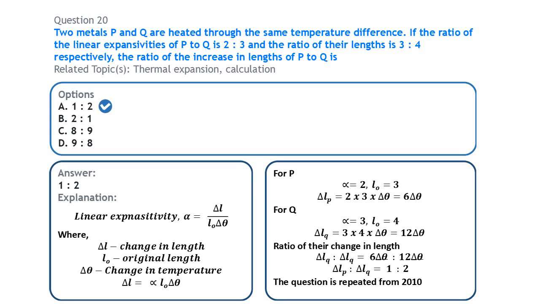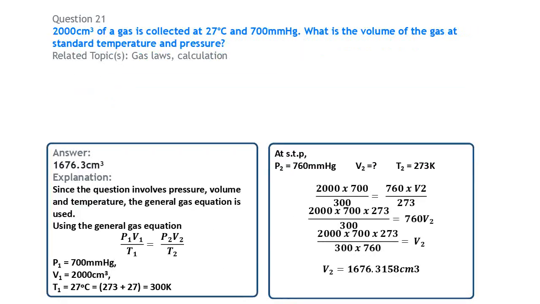Now delta theta means the change in their temperature, but in the question they told us that these two metals were heated through the same temperature difference. That means that the change in their temperature is the same thing. So delta theta can cancel delta theta on this side, so we are left with 6 ratio 12. Okay, I will reduce this ratio to its lowest term by dividing by 6. So if I divide by 6, I'll be having 1 ratio 2.